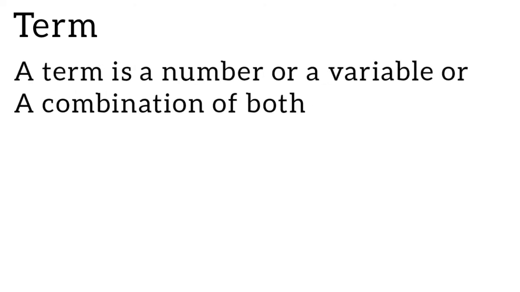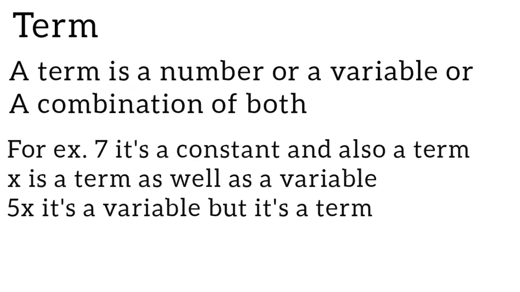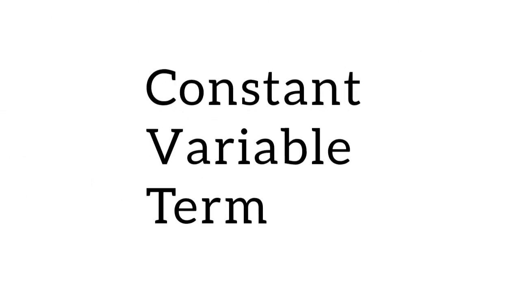The third thing here is term. A term is a number or a variable or a combination of both. For example, if I say 7, it's a constant and also a term. x is a term as well as a variable. 5x is a variable, but it's a term. So these things are called terms. So constant, variable and term, we should be clear.